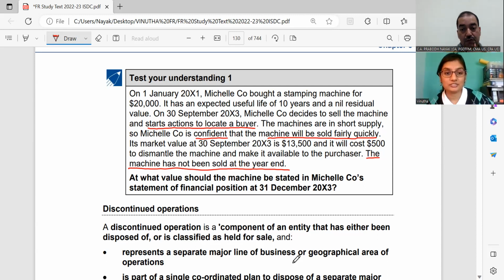Where is the loss? You will get the loss only when you are selling the asset. Where are you selling the asset? You said that the machine is not sold at the end of the year. I have underlined that also. Yes, sir. So how can you get a loss? Only if you sell, you will get a loss. Can you explain, sir?